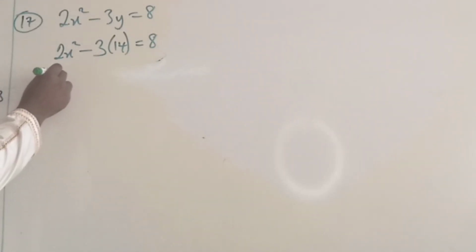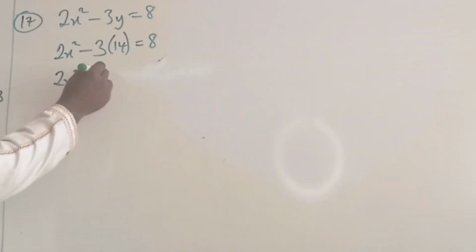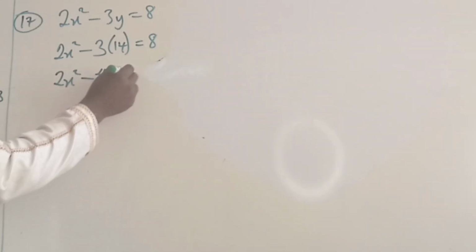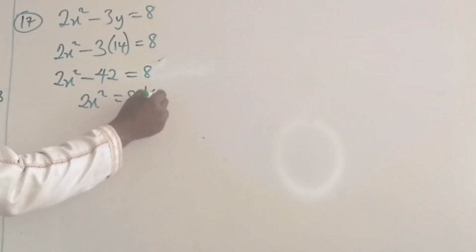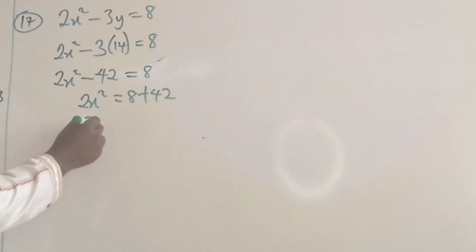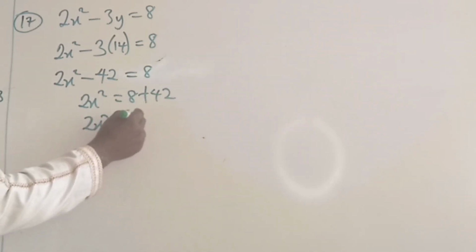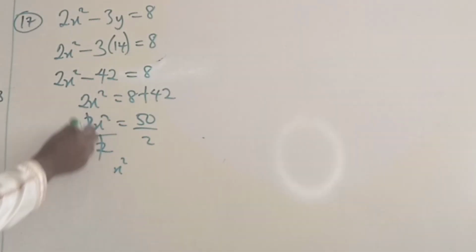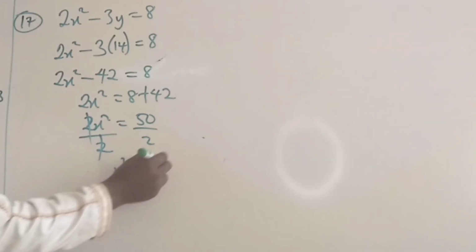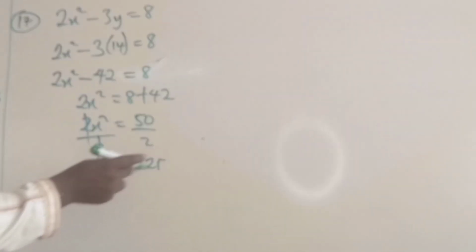So that will be 2x squared minus 42 equals 8. So this will be 2x squared equals 8 plus 42. That is 2x squared equals 50. Divide both sides by 2. That will be x squared equals 25. Then you can find the square root of both sides.